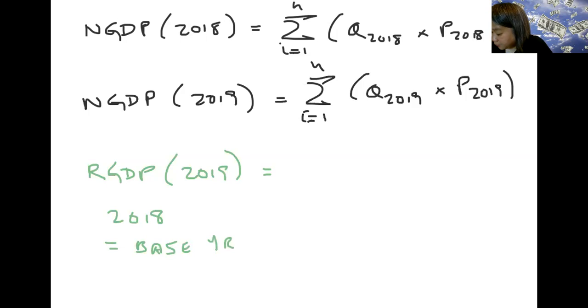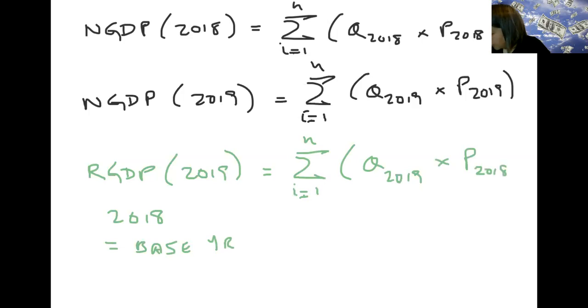So how do we calculate it? What we're going to do is pretty much the same thing. We're going to add up the total value of output in 2019. So here is the little trick here. We're going to use 2019 as our output, but we are now going to use 2018 for our prices.